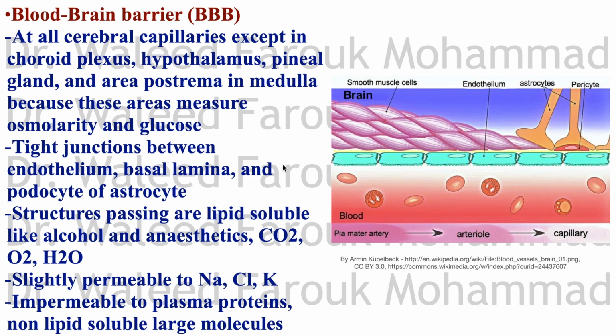The blood-brain barrier is formed by the astrocytes. We studied the podocytes of astrocytes, as you can see here. This is the blood-brain barrier. It's formed by the endothelium, the lamina of the blood vessel, and the podocytes of the astrocytes converging on the blood vessel, except in certain places like the choroid plexus, hypothalamus, pineal gland, and area postrema in the medulla. If you think about it, this is because these areas detect osmolarity and glucose levels in blood, so they have to be exposed to blood.